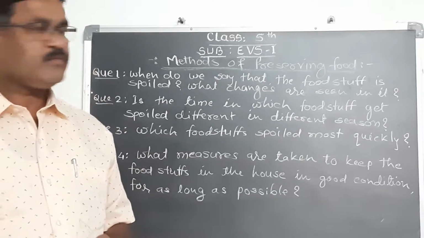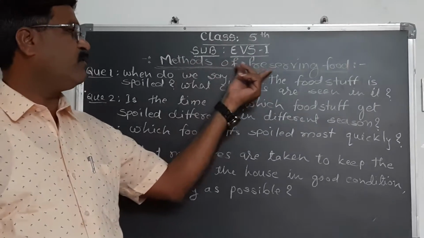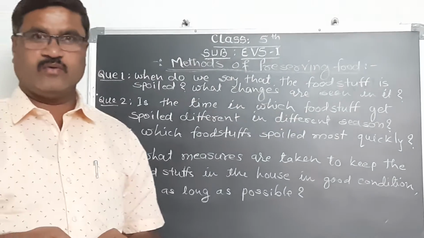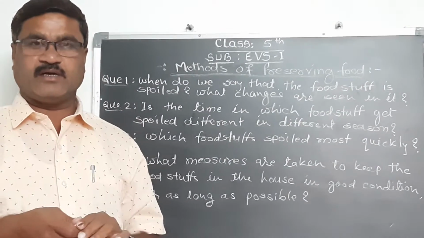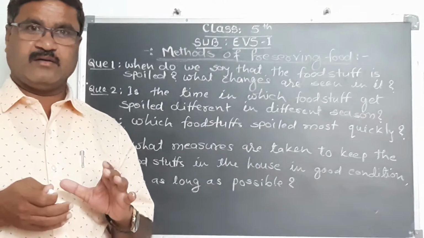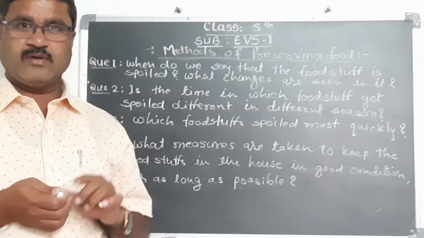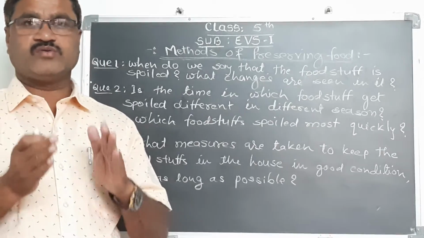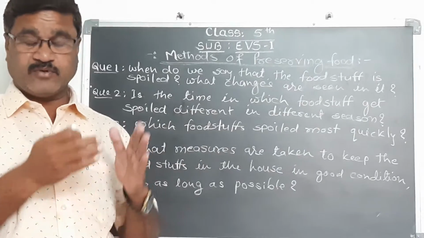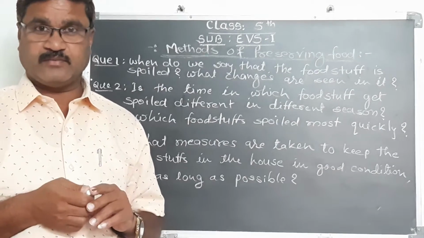Hello students, today in class 5th subject EVS we see methods of preserving food. In the last video we saw the food material we use throughout the year. The grains which we use are produced only at certain times of the year, and we use those foodstuffs throughout the year without them getting spoiled.